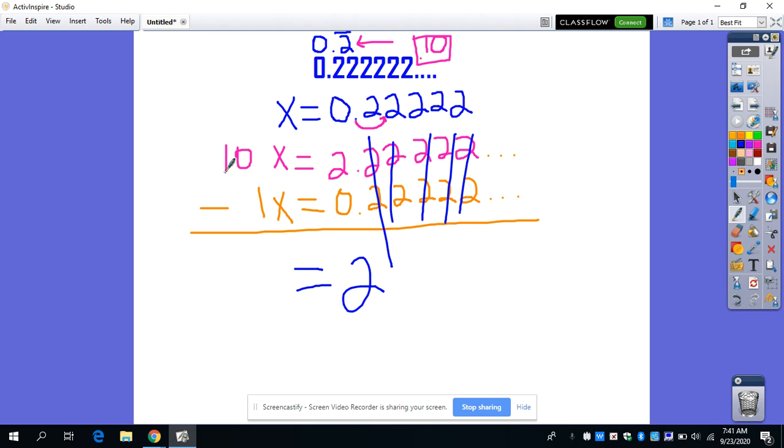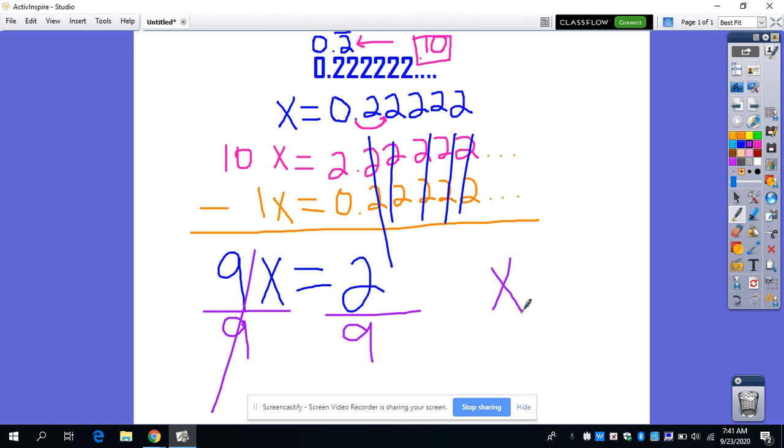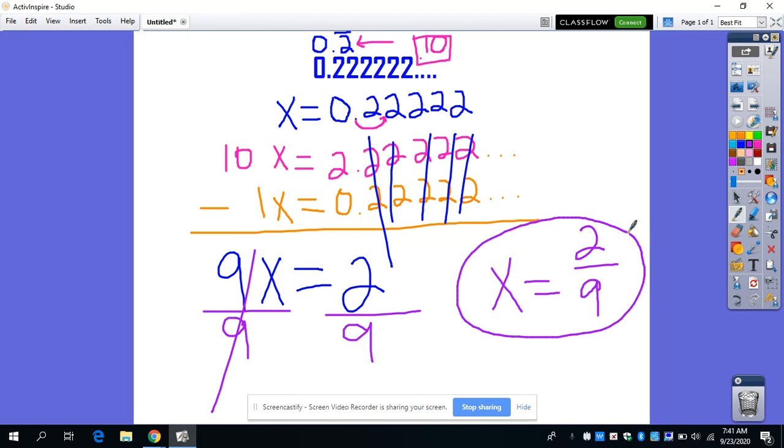It's equal to 10x minus 1x is 9x. You're solving for x. You want to isolate your variable. To isolate your variable, you've got to make sure you divide both sides by 9 in this case. You're left with x is equal to 2/9. So 0.2 repeating as a decimal converts into this fraction right here. Okay? I don't need to simplify 2/9, so I'm leaving it like that.